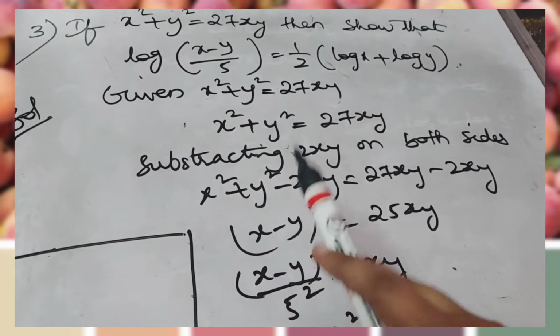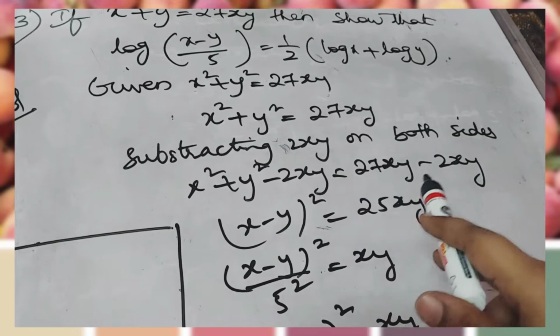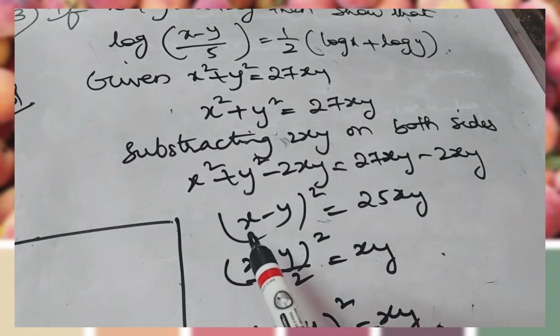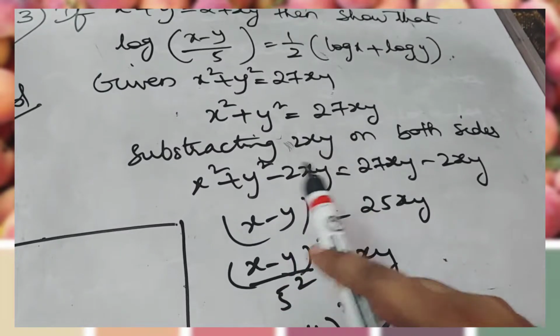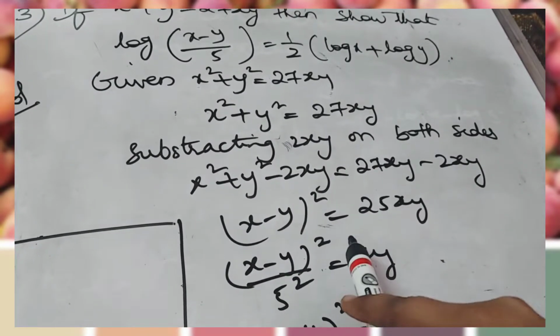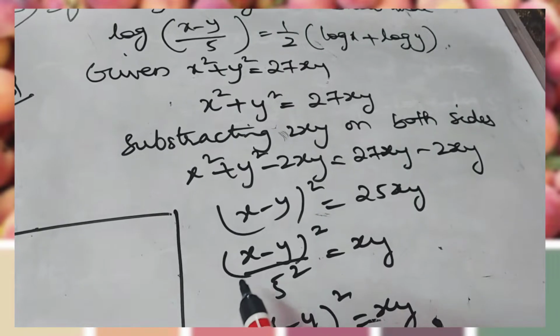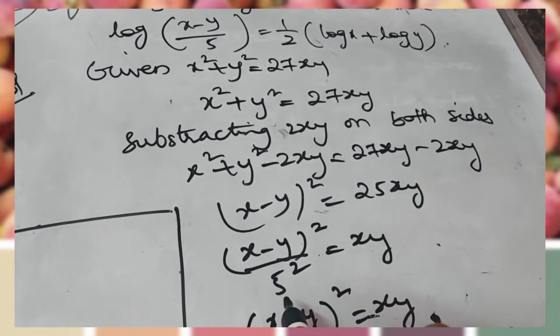x² + y² − 2xy = 27xy − 2xy. So this will become (x − y)². This is the formula a² + b² − 2ab, that is (a − b)², equal to 27 − 2, which is 25. Then (x − y)² = 5².